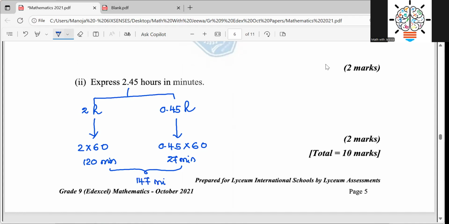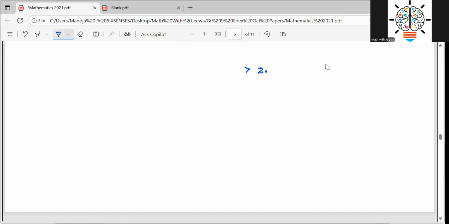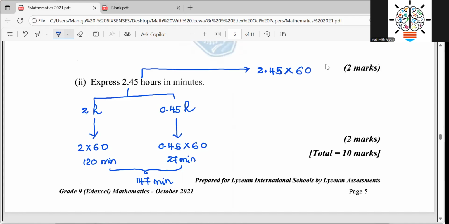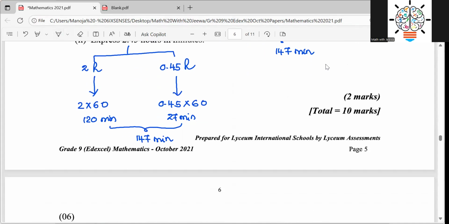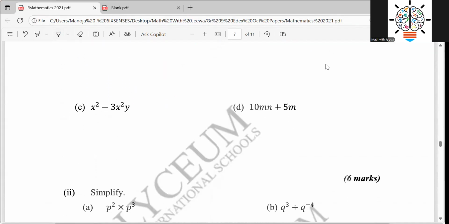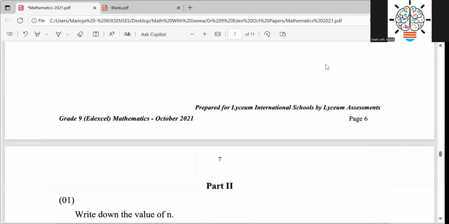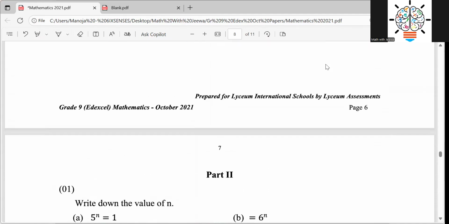147 minutes. The same thing, children, straight away what we can do as it is in hours, you just multiply 2.45 by 60, it gives me total 147 minutes. Okay, 147 minutes. So then we can move to the last question. No, we have more, right?